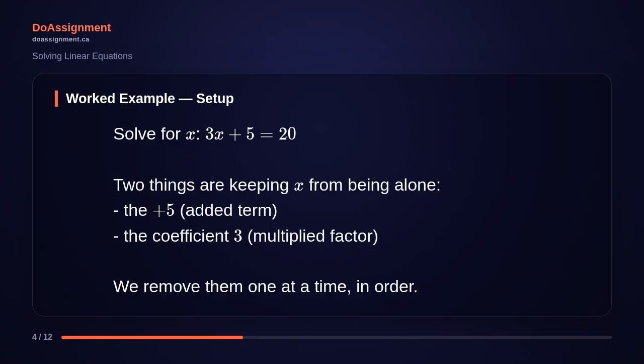Let's work through a concrete example. We want to solve 3x plus 5 equals 20. Looking at the left side, there are two things keeping x from being alone, the plus 5 and the coefficient 3 out front. We'll remove them one at a time.